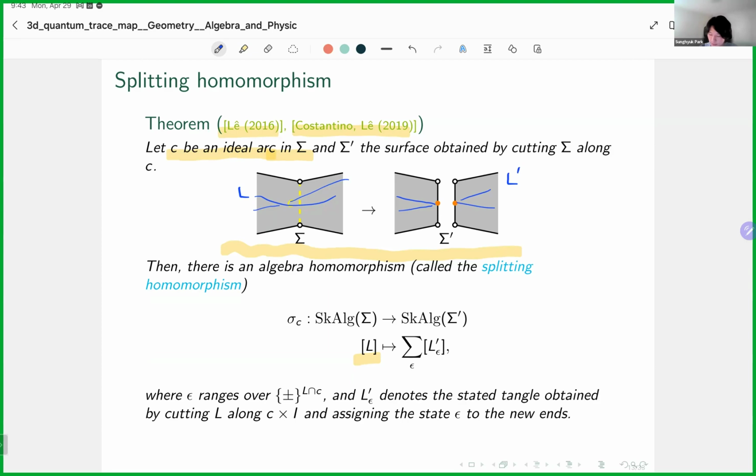And it's going to have some newly created ends, and we have to sum over all ways of assigning states to the boundary. That's what I mean by summing over all the epsilons, which are functions from L intersect C to plus minus. So let's say we assign states epsilon 1, epsilon 2. And then we sum over all possible ways of assigning states, and that's the map. Saying that this is an algebra homomorphism is a claim that this is a well-defined map, meaning it's invariant under isotopies or applying skein relations of L.